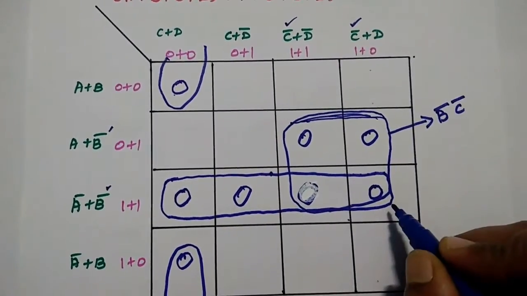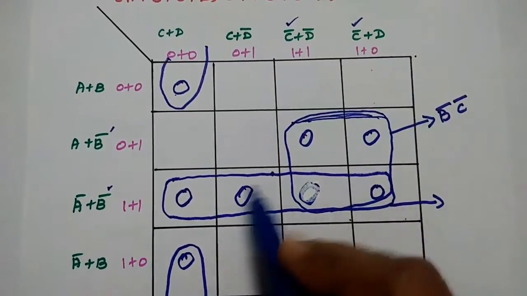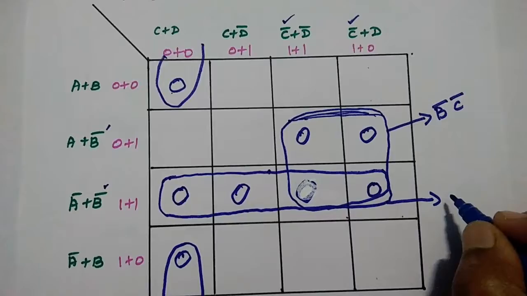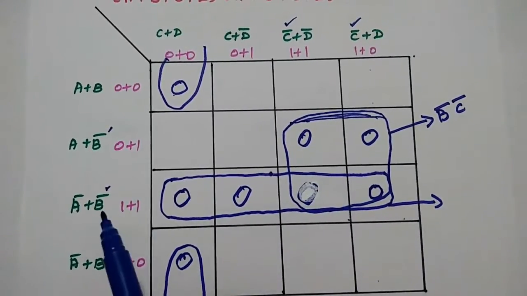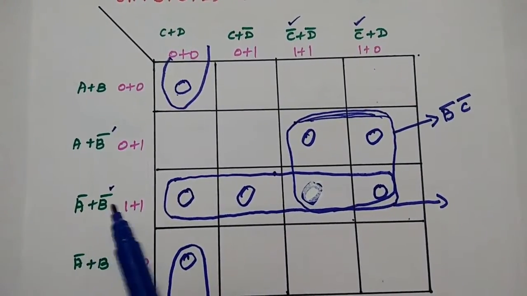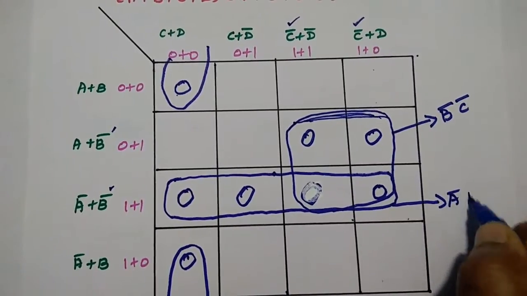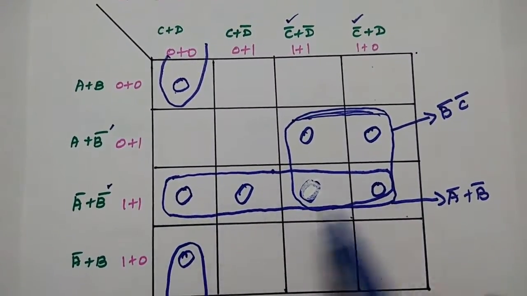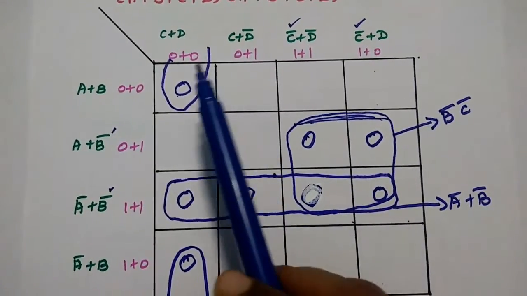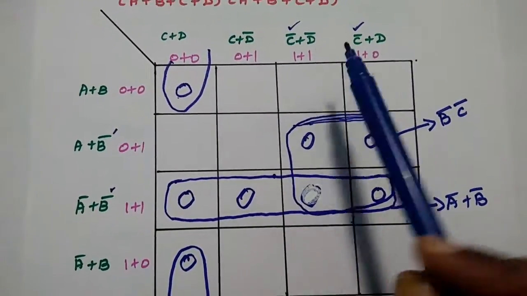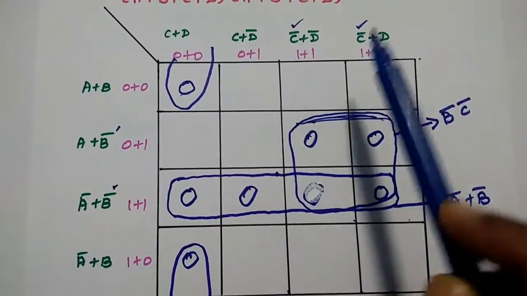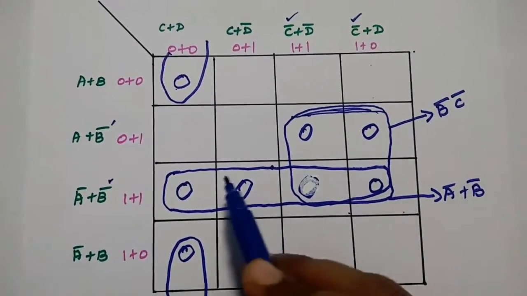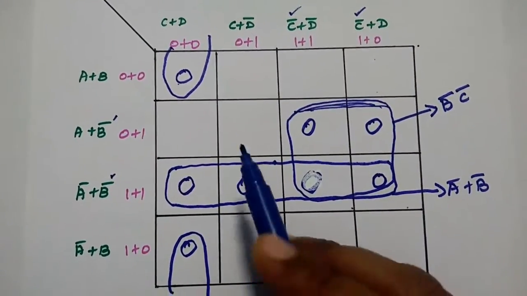Okay. So next consider this four. For these 4 zeros, the Boolean expression, the common term is what? A bar, B bar. So here A bar plus B bar. These two are common for this group. And here all the other terms are cancelled, so here no common term. So this is the Boolean expression for these 4 zeros.